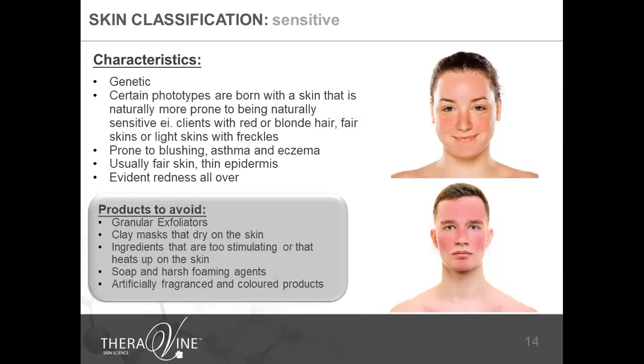So products to avoid for sensitive skin are granular exfoliators and clay masks, because that can really be irritating on the skin, ingredients that are too stimulating or that heat up on the skin, soaps and harsh firming agents, and products that are artificially fragranced or colored. Most of your over-the-counter products, they usually need to avoid.